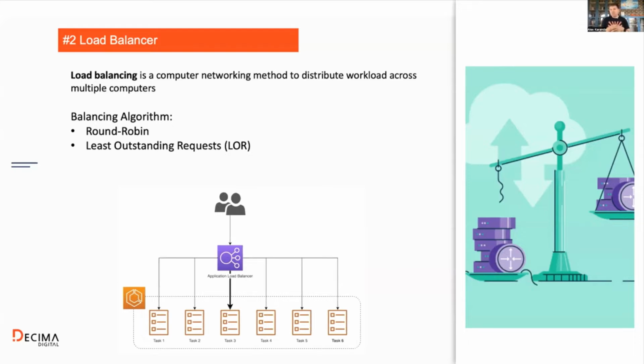The least outstanding request algorithm, instead of cycling through the containers, it chooses the container with the lowest number of requests waiting for responses. So it's hard to say which algorithm is the best. It needs to identify what type of traffic you do have, and then you can choose which algorithm would be the best.